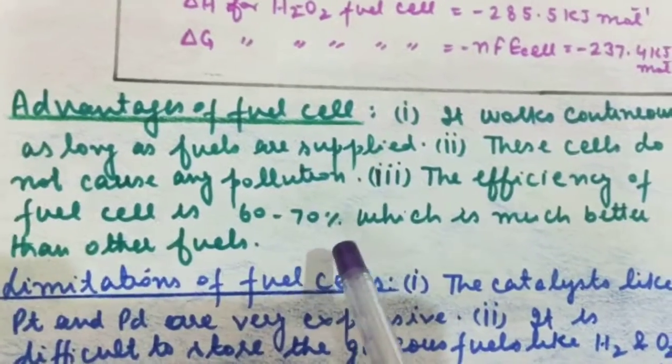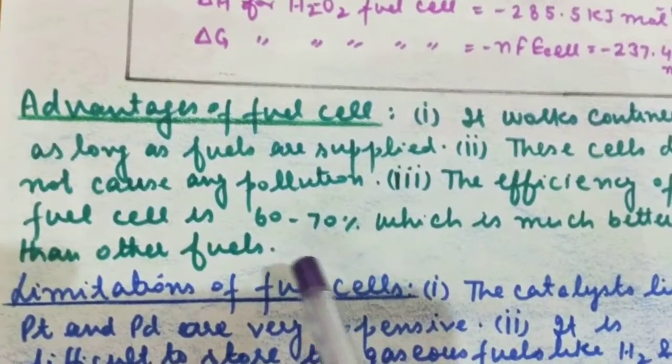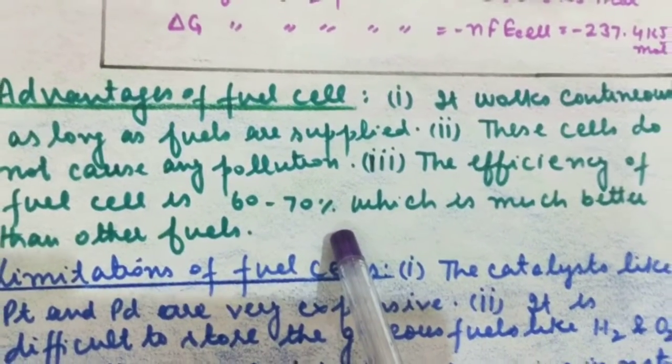The efficiency of the fuel cell is 60 to 70%, which is much better than any other fuel, and this much efficiency is not available for any other type of fuel.